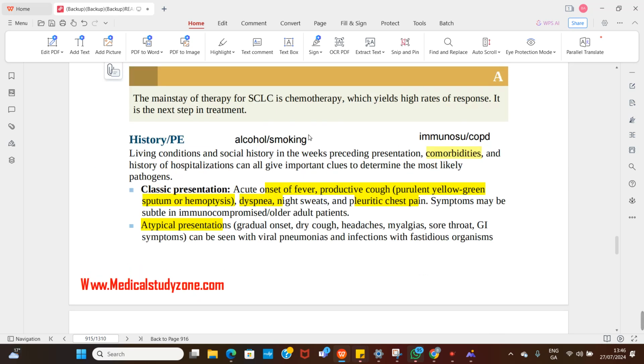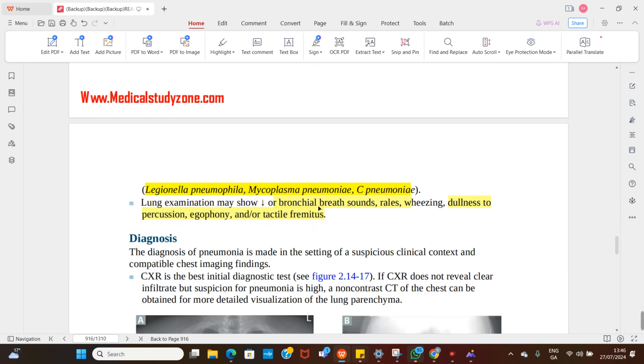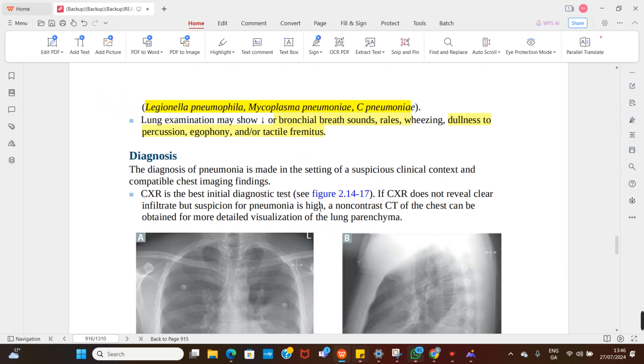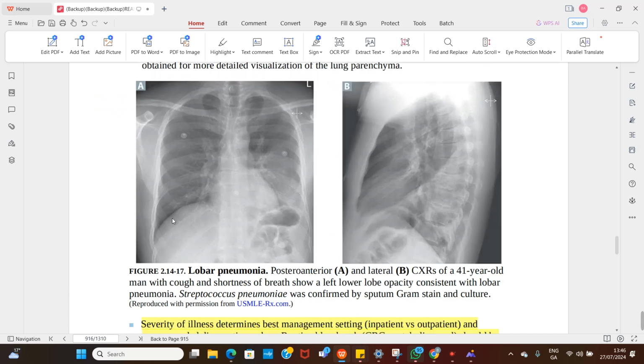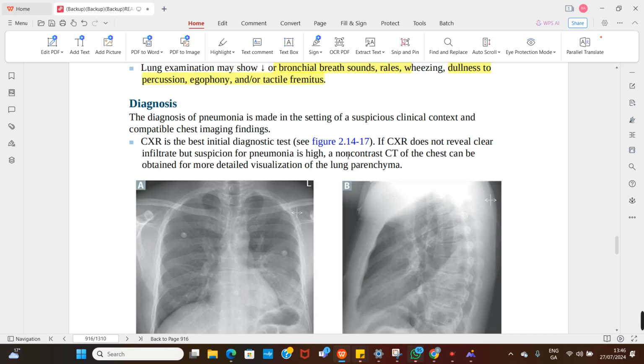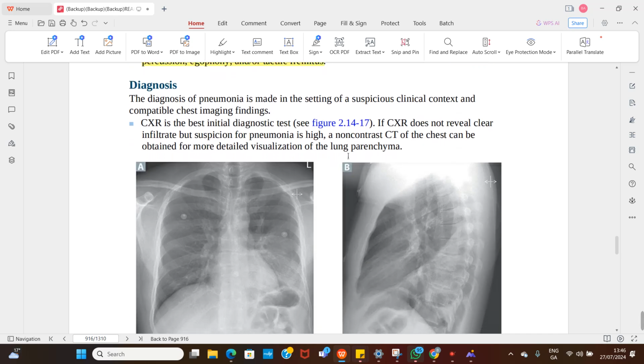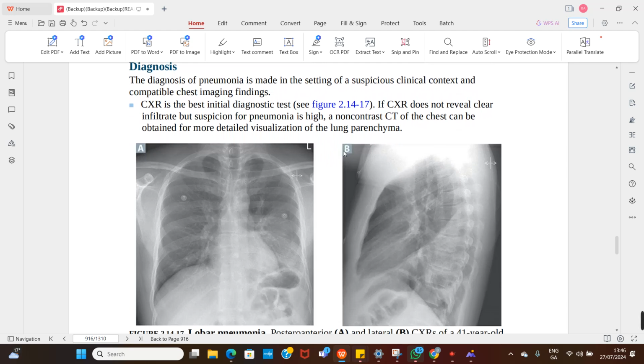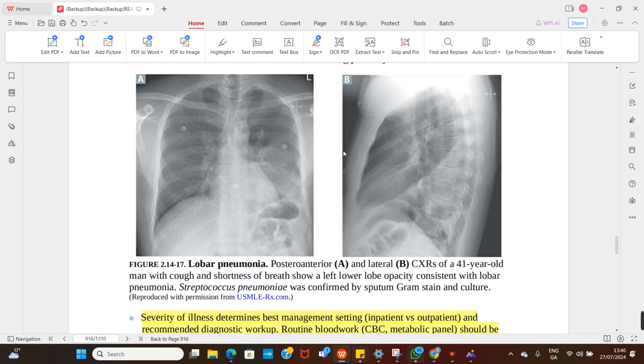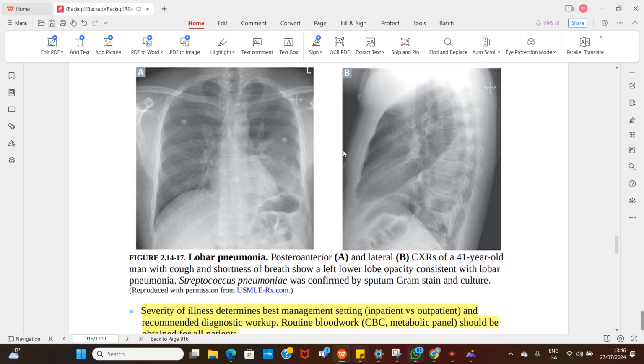You have a patient having fever, productive cough, dyspnea, you do your examination: crackles, dullness to percussion, rales, increased tactile fremitus, you are thinking of pneumonia. The next thing to do, order your chest X-ray. And if you don't see anything on your chest X-ray, but you still have a high index of suspicion, what do you want to do? A CT scan. What CT scan do we think we are going to order? Contrast or non-contrast? From what I've explained.